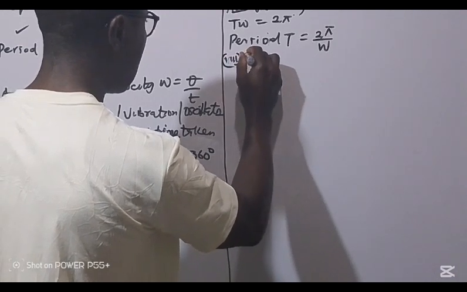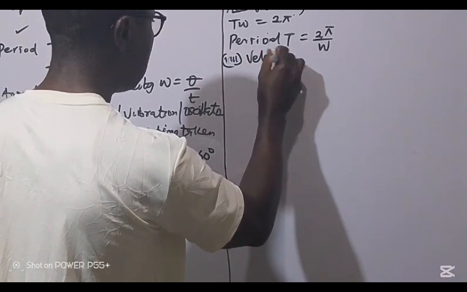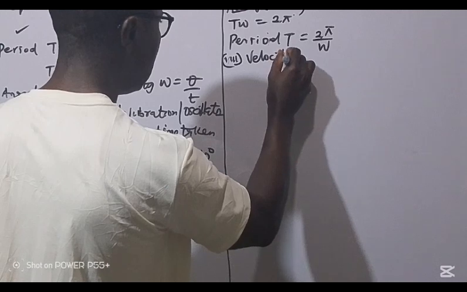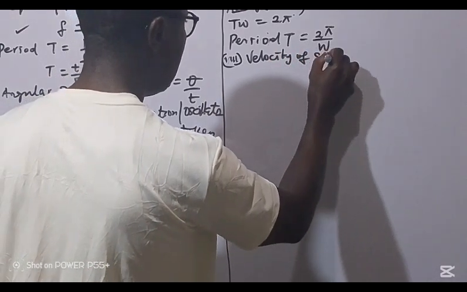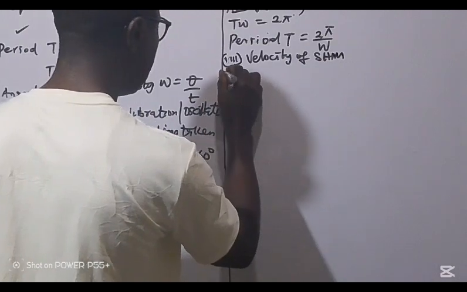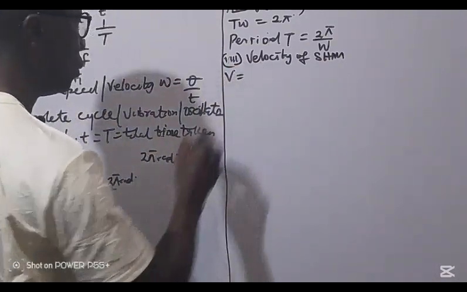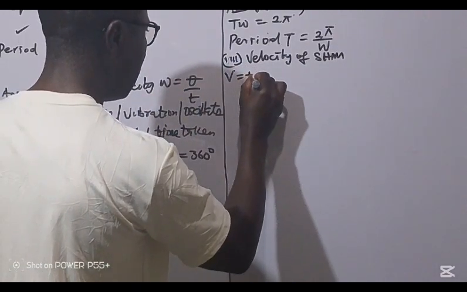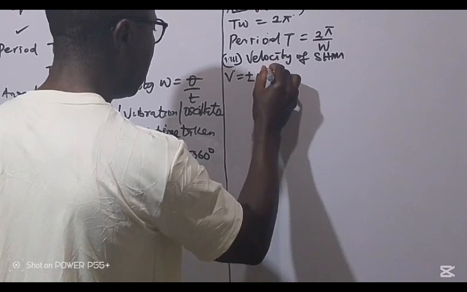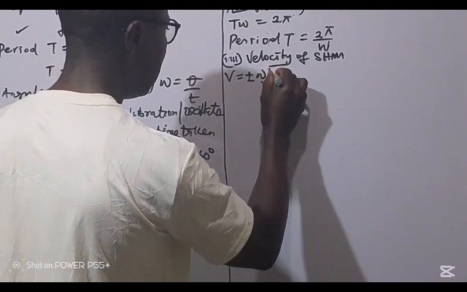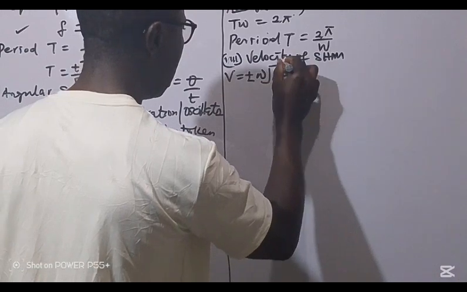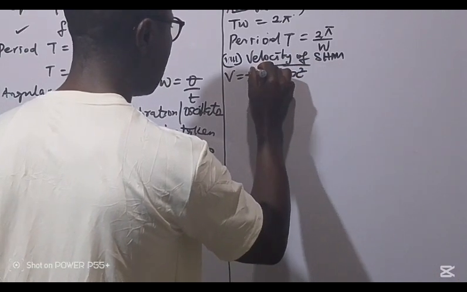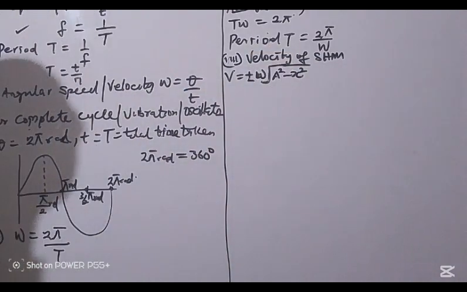We talk about velocity of SHM. That is, V is equal to plus or minus omega square root of a squared minus s squared. Don't forget, we've done all this. This is just to remind us before we move to the worked examples.